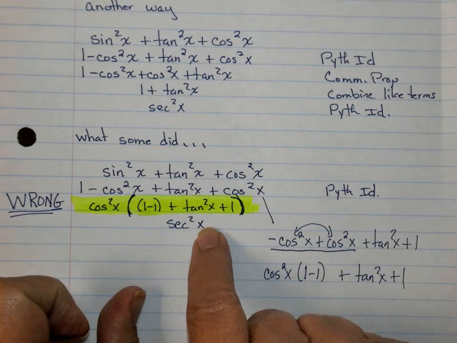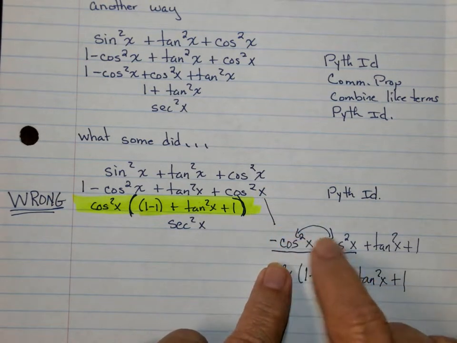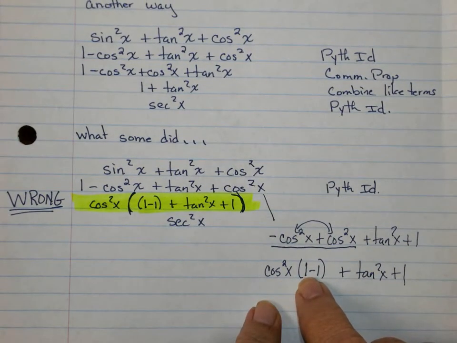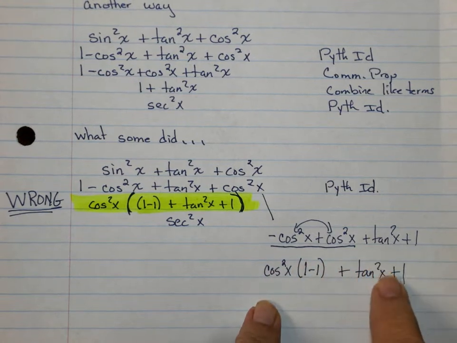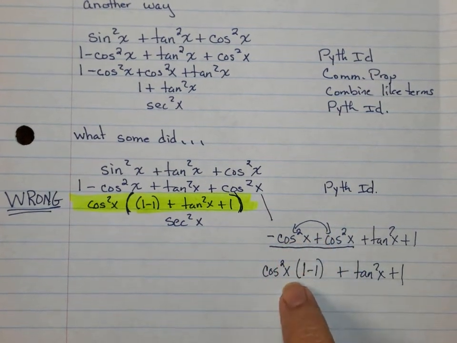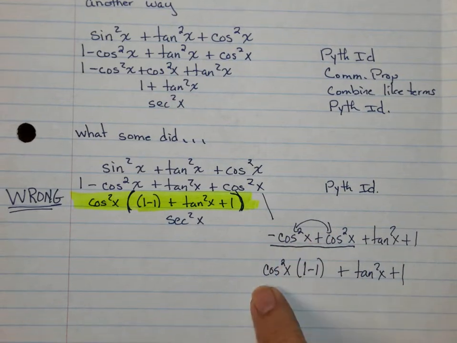Now here's what I think these people were meaning to do. I think they were meaning to take the cosine squared x's and factor out a cosine squared x just from there and get 1 minus 1, which would then make this be 0, and then you'd have tangent squared x plus 1, and you'd have secant squared x. But even with this, would you not agree that this is a little off the beaten track way to do it? Why wouldn't you just add those together and get 0 instead of bothering to factor and then subtract and get 0? But sometimes we take a path that is a little different.